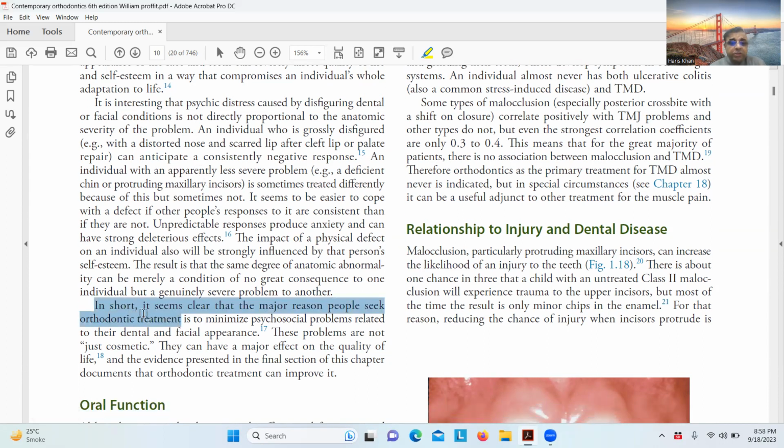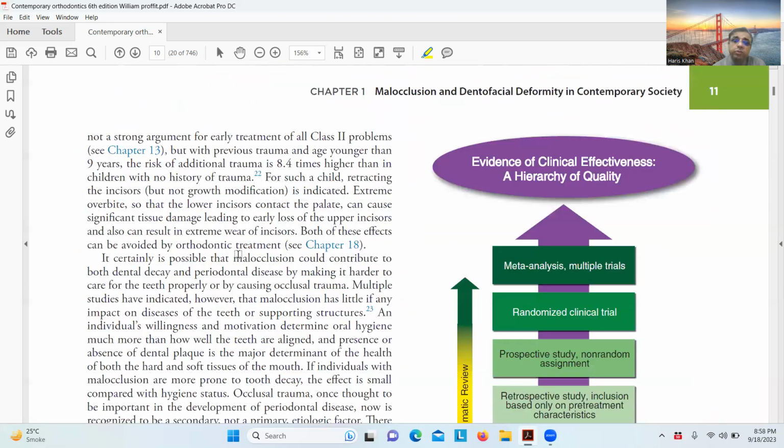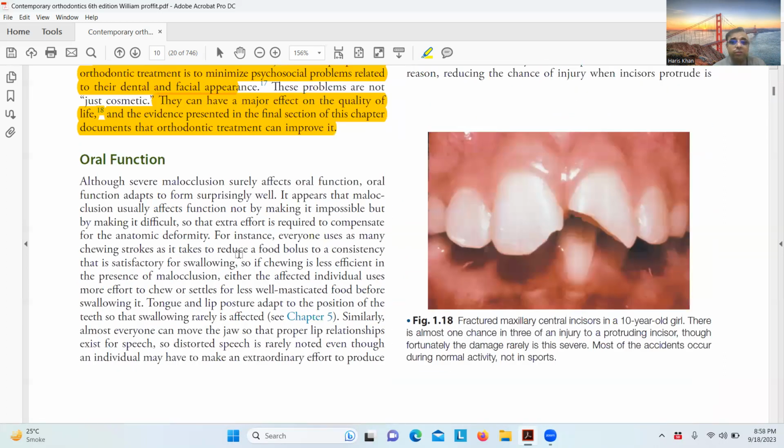In short, it clearly says the major reason people seek orthodontic treatment is to minimize the psychological problems related to their dental appearance. These problems are not just cosmetic. They can have a major effect on the quality of life, right? Only this thing is important here. The rest is for the sake of discussion. Oral health, oral functions, right? They have discussed it more in chapter 5.